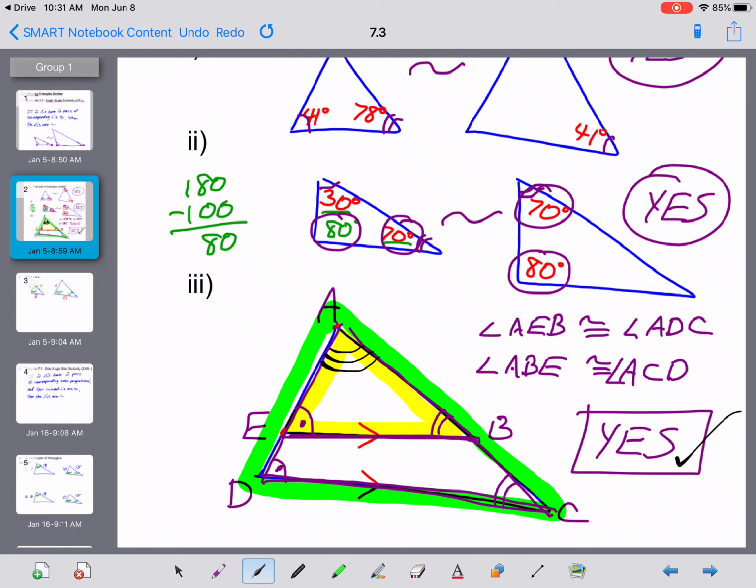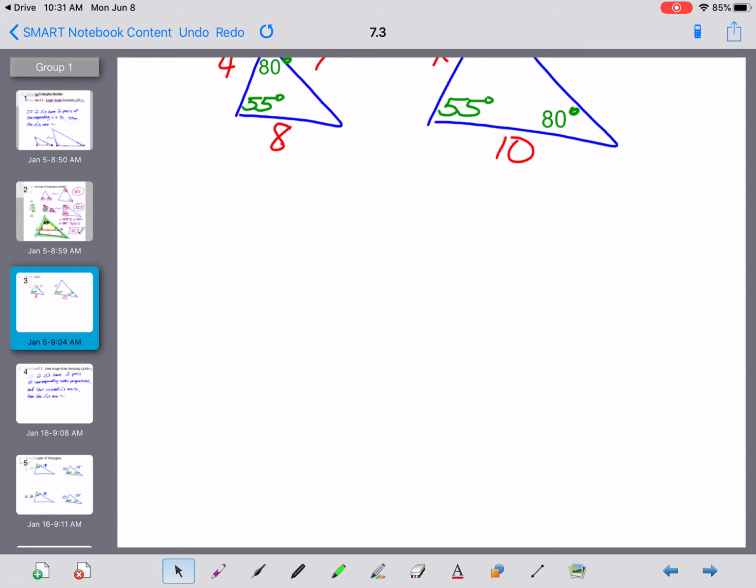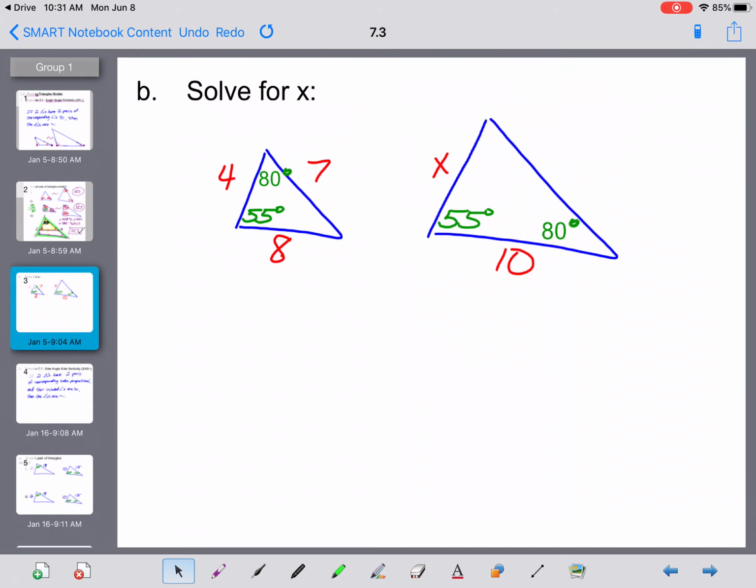Okay, so moving right along here, let's take a look at where we're at next. In B, they're now asking you to solve for x. Let's see what's going on in this figure. You'll notice it does not say in the directions that these two triangles are similar.